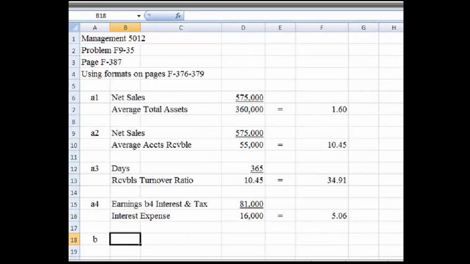Requirement B again asks your impression of the company using these ratios. Once again, I will send you to the book to read the description and analysis of these ratios, then put your own answer into this question.